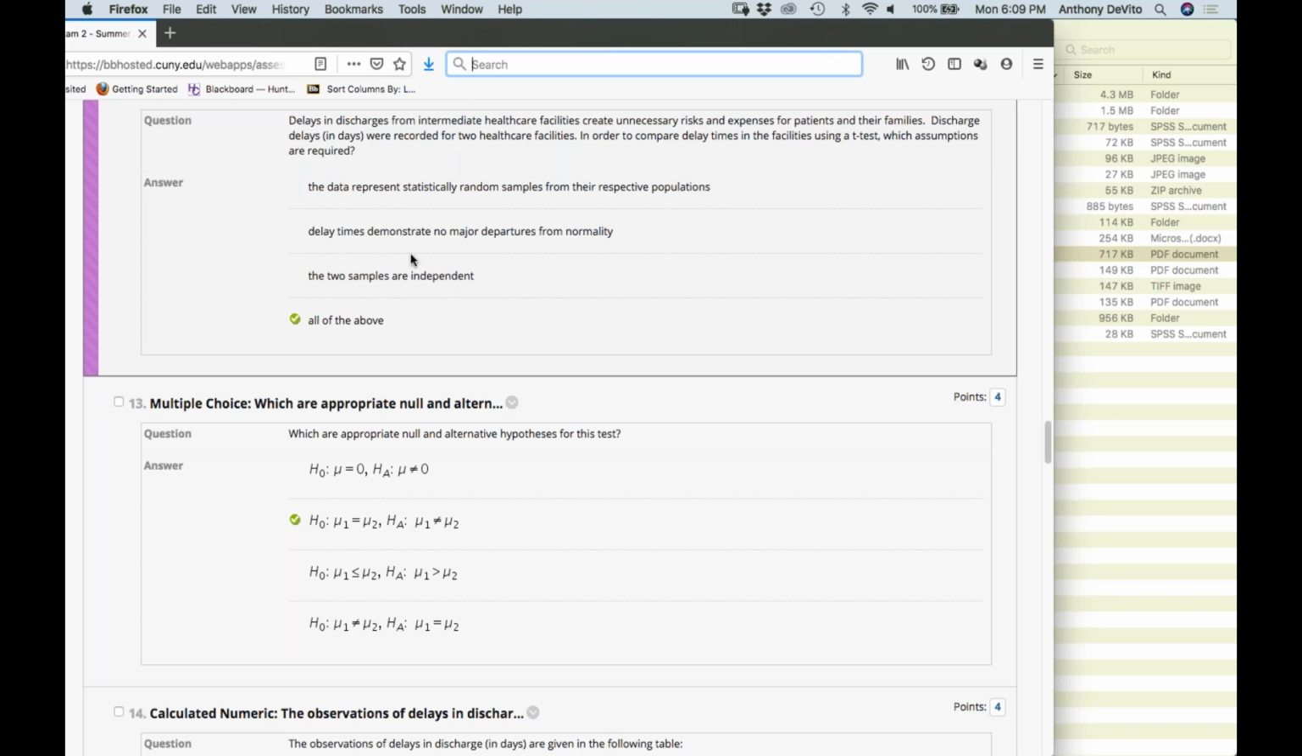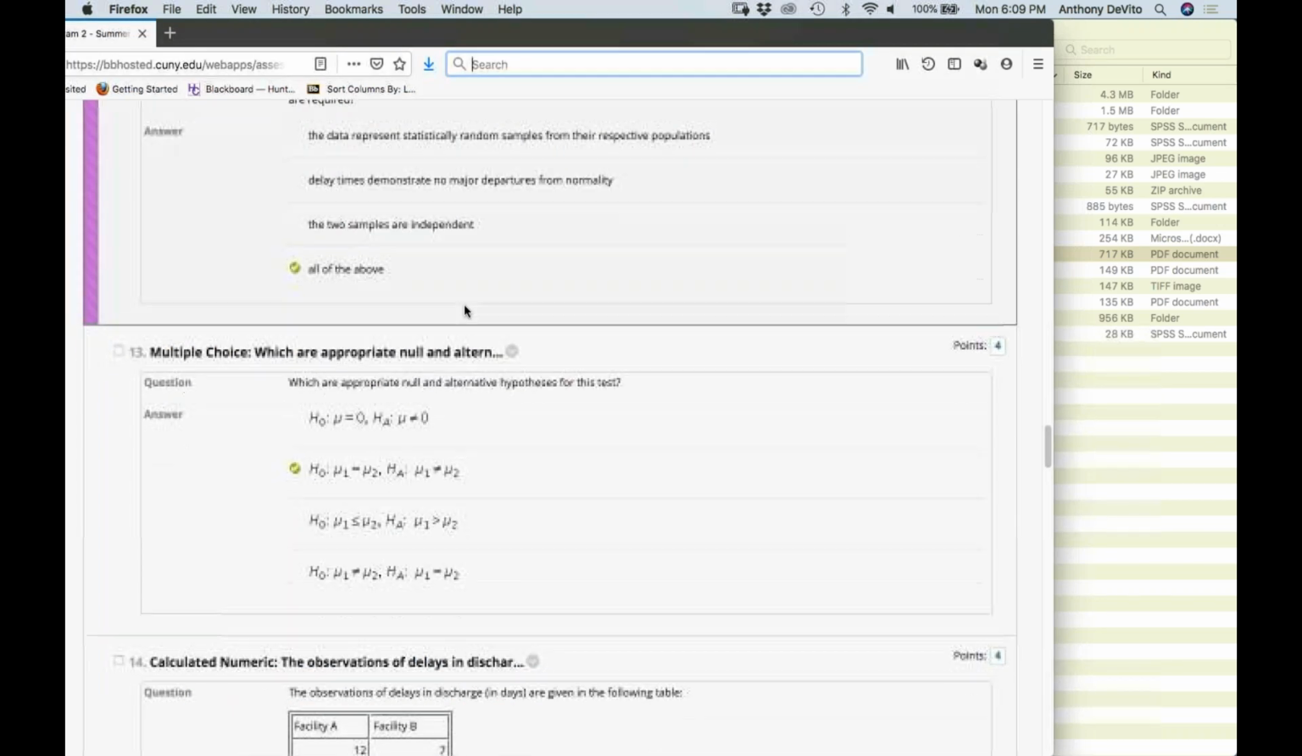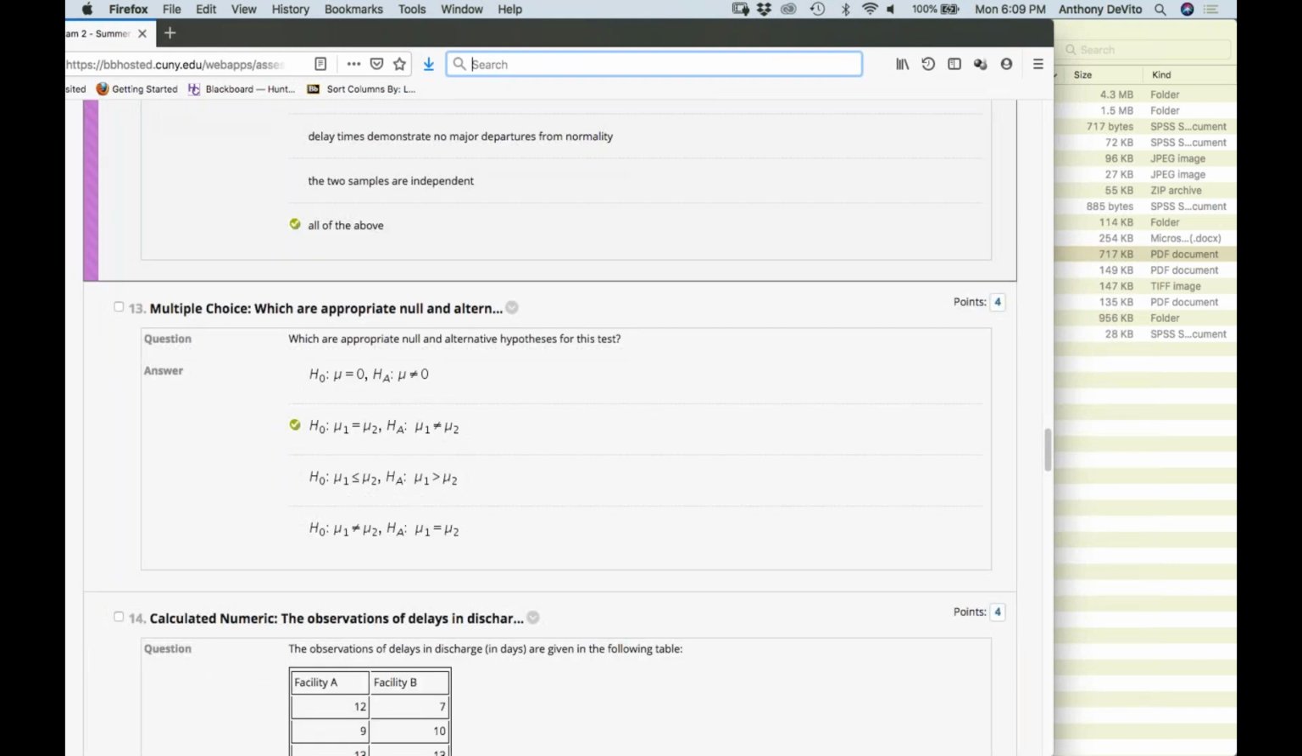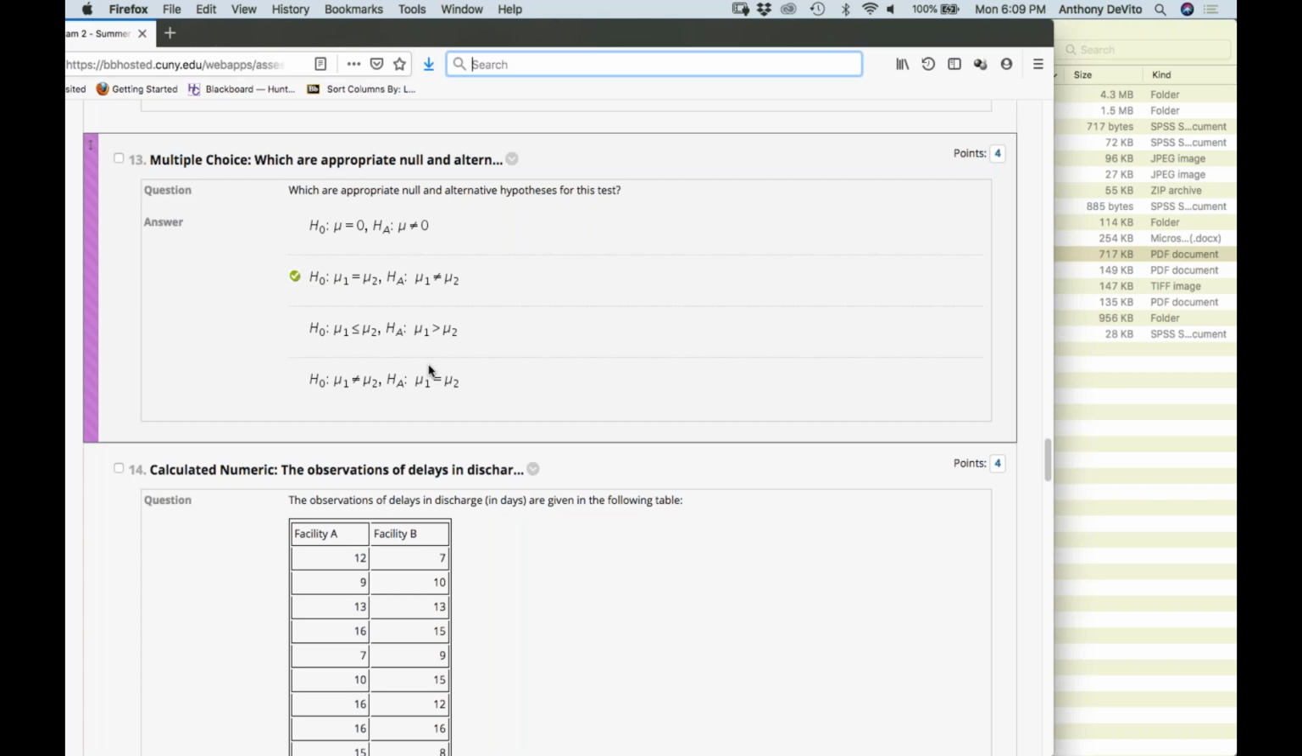I think if you went back on one of the slides or one of the lectures, we would have said these are the assumptions for a t-test. Okay, that's why it's all of the above. And once you figured out that at least 2 of them were, then it's pretty clear that all of the above is the right answer.